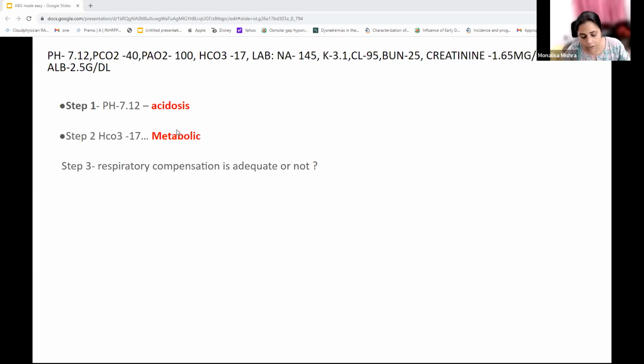In metabolic acidosis, who is at fault? The kidney is at fault. And who is compensating for it? The lungs will be compensating for it. So you have to see if the respiratory compensation is adequate or not. For that, we have Winter's formula, which we studied, right? PCO2 is equal to 1.5 times bicarb plus 8, plus or minus 2. Again, please don't memorize the formula; you have it on the internet. If you put in the numbers there, 1.5 times bicarb 17 plus 8, plus or minus 2, is 33 plus or minus 2. So this should be your PCO2.